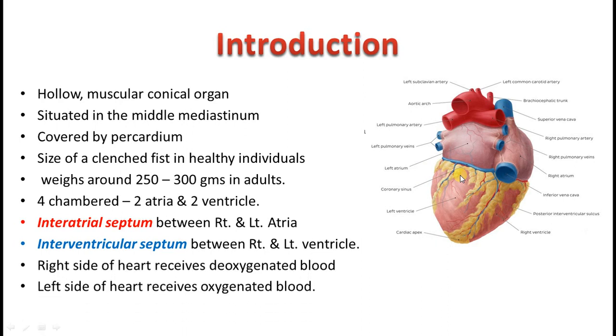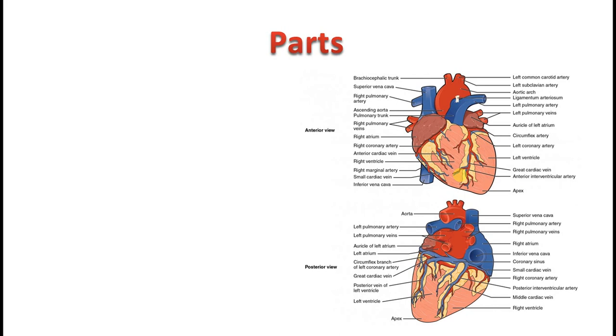So with this short introduction, I will directly move on to the parts of the heart. The heart has an apex, which can be seen anteriorly. Then it has a base, which is seen mostly on the posterior aspect. The base cannot be viewed from the anterior aspect. Then it has the anterior part which you are viewing extensively.